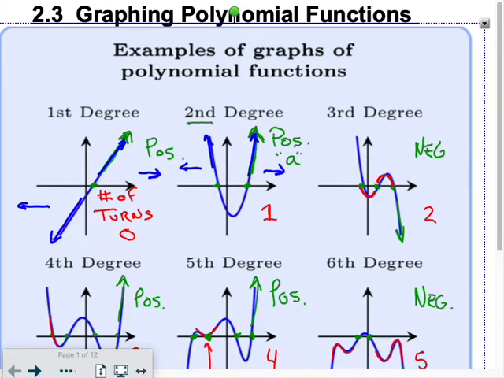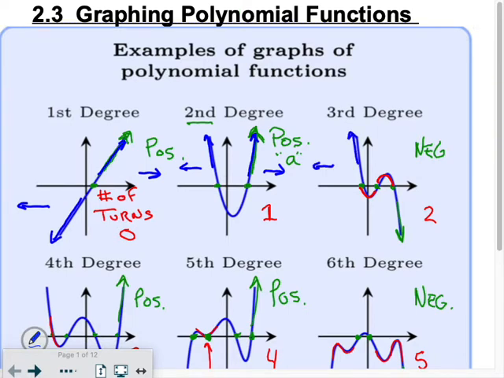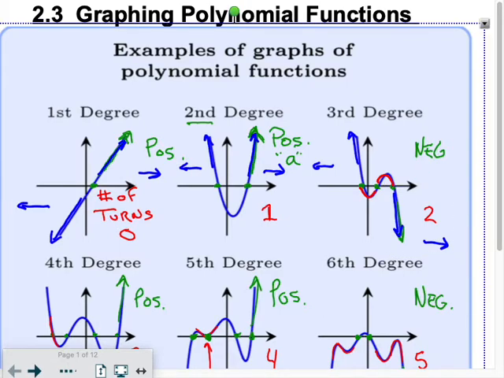Now, third degree polynomial, again, if you look at the end behavior, as x goes to the left, this graph is going up. As x goes to the right, this side of the graph is going down. All odd degree polynomials will have this opposite end behavior, just like the line did, right? One side is going up, one side's going down. But in this particular case, because the right side of the graph, as x increases, is going down, right?